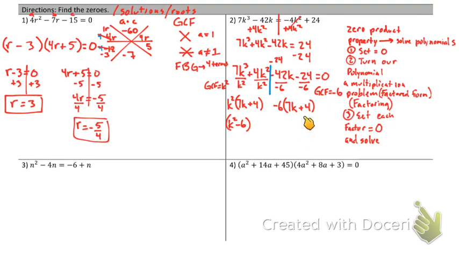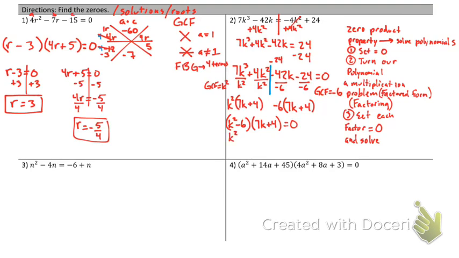And then the common factors, or the common stuff in parentheses, you just write it down once. 7k plus 4. Okay, so we factored. Now we want to set equal to 0, step 3. Once we set equal to 0, we're going to solve each one.